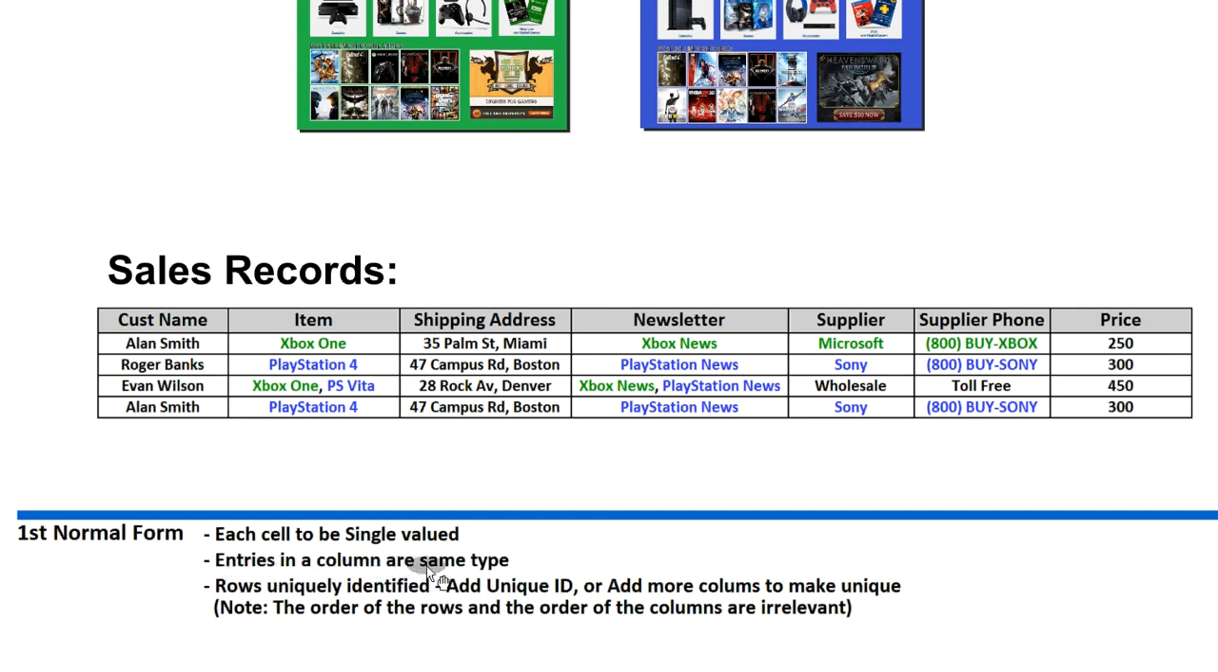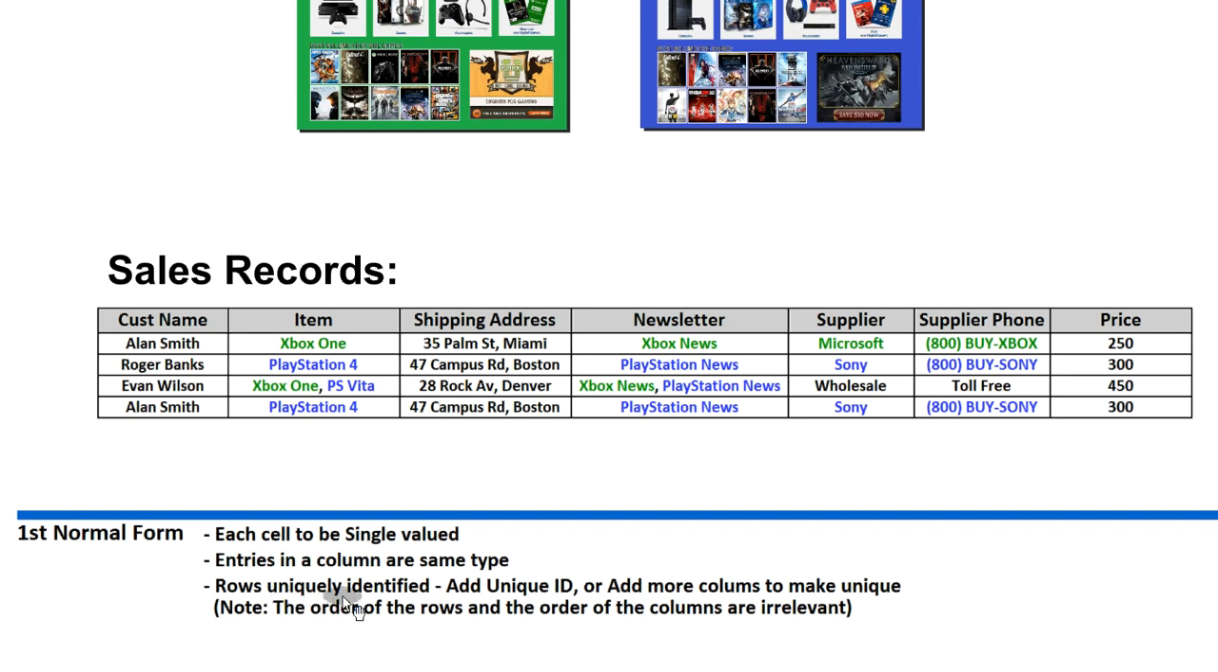Entries in the column must be the same type. So this one says wholesale and toll free here. These are not the same. These are not the proper values. So we need some kind of entry here that matches these. It would be like if this field were eye color, and someone put blue or green and beautiful. Well, beautiful is not a color; it's an opinion. So we need some kind of actual entry. We can't let this be in here.